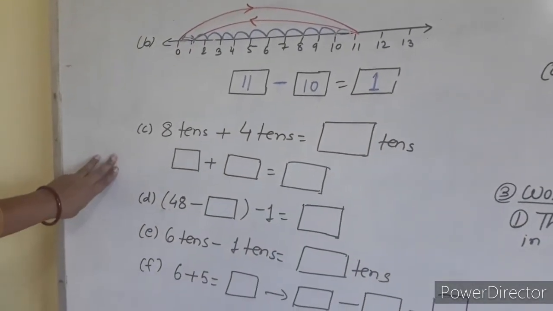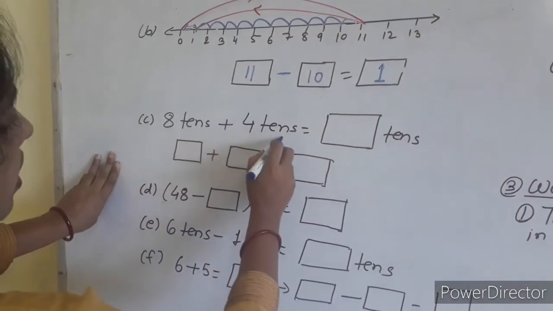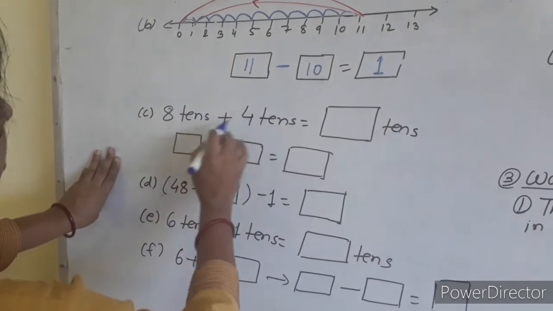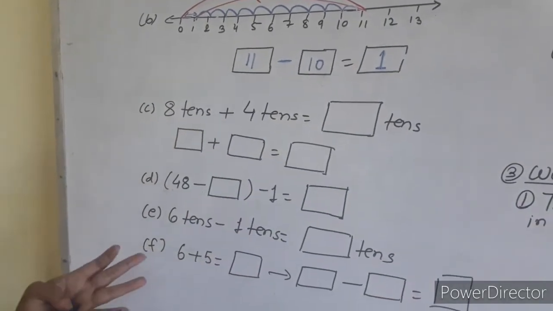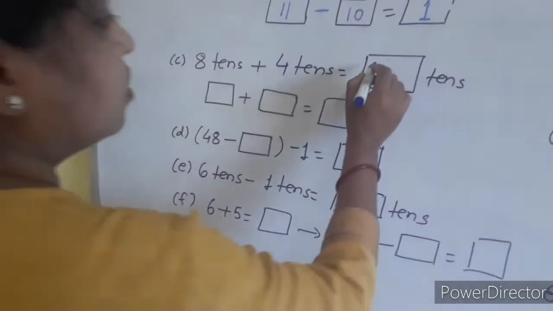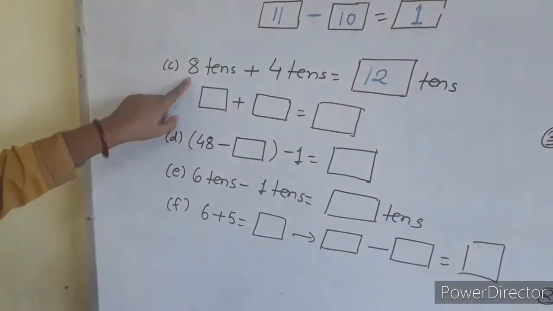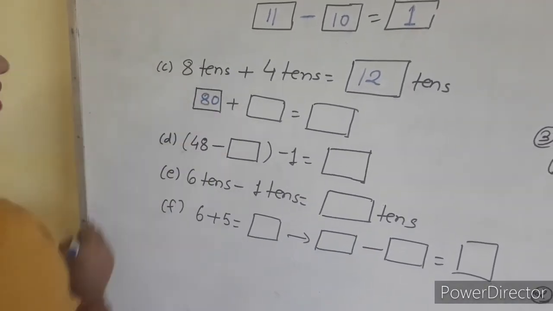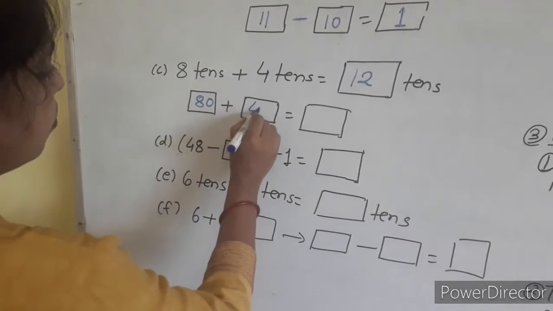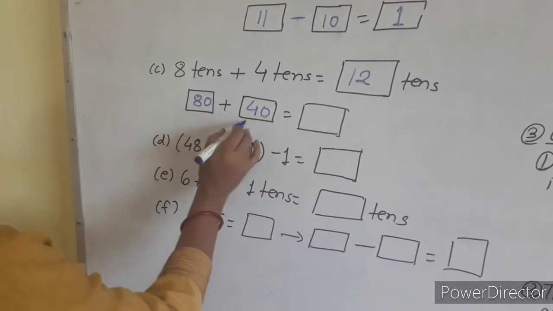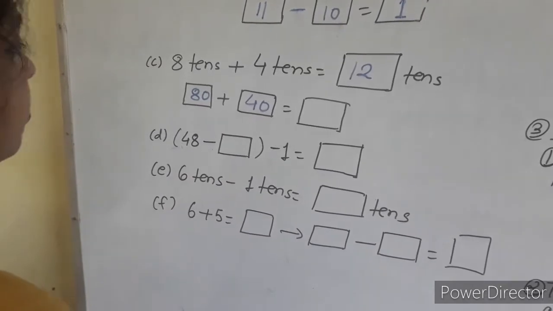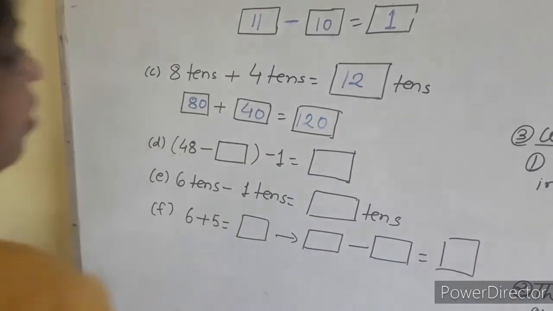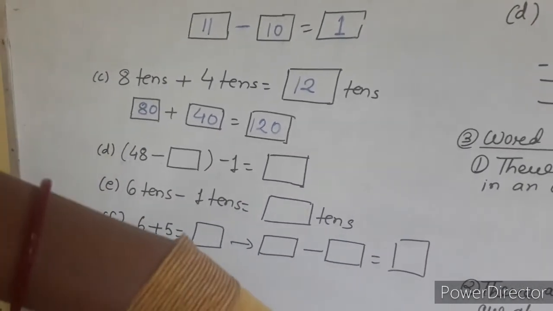Then the next question is 8 tens plus 4 tens, that is dash tens. Count 8 tens plus 4 tens, after 8: 9, 10, 11, 12. This is 12 tens. The 8 tens you can write as 80 and 4 tens means 40. Now you just count together 80 plus 40, that is 120. Okay, that is 12 tens.